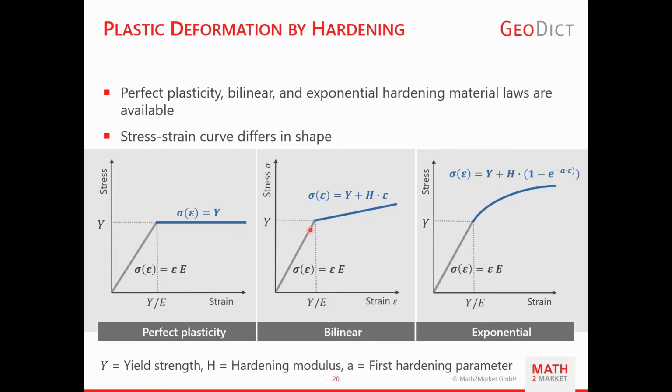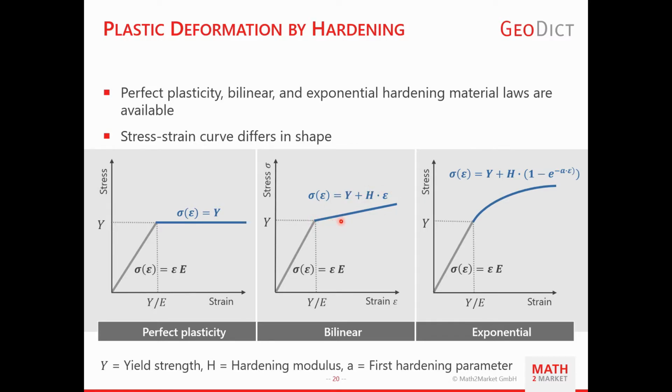Then we have the bilinear hardening. Hardening means that although you reach the yield stress here, the stresses still increase. And in the bilinear hardening, you have first the stress strain curve at the beginning in the linear section, which follows the Young's modulus, and then you have another straight line which follows the hardening modulus h, and that is the slope of this curve.